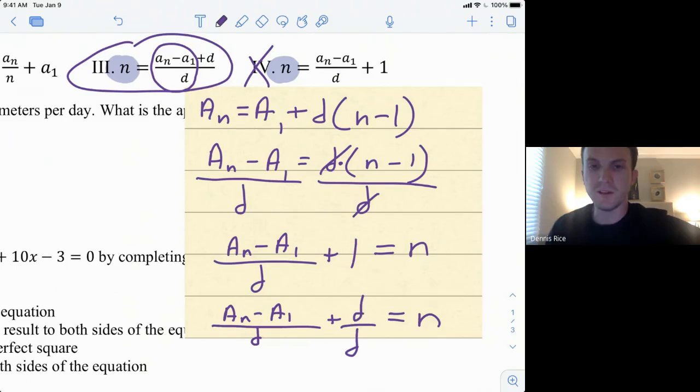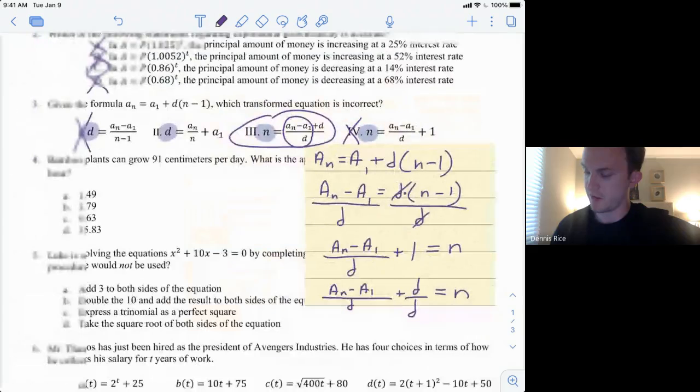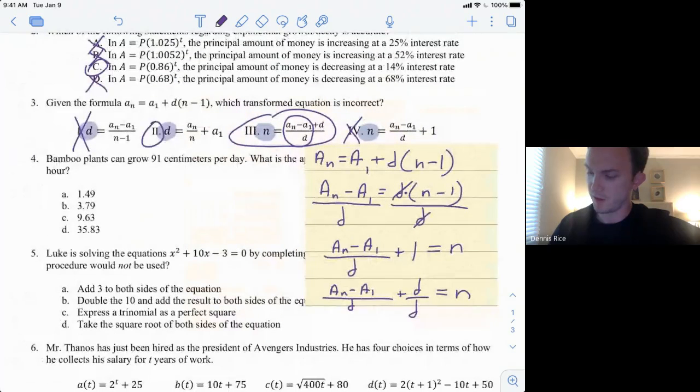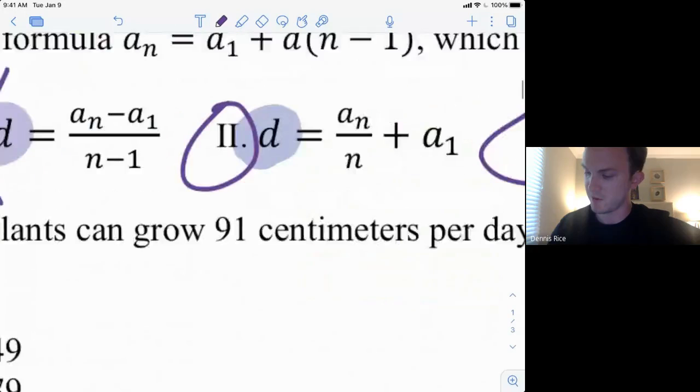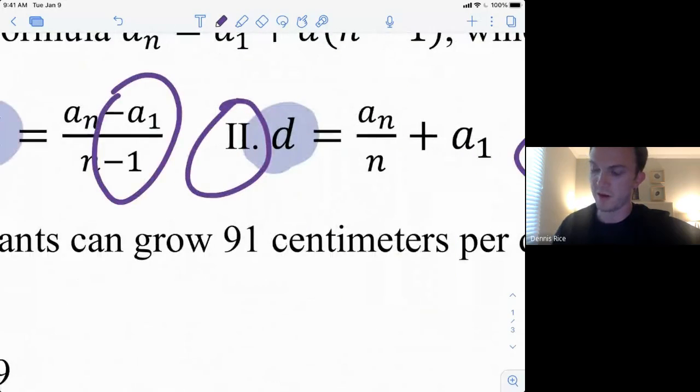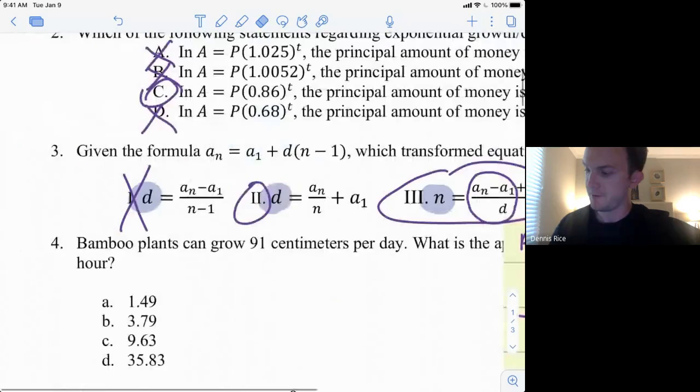So what they did was they treated 1 as like a d over d, which is the same as saying plus 1. So 3 was actually done correctly. It was 4. It was Roman numeral 2 that's going to be the incorrect one here. 2 was close. 2 had a similar idea of like, oh, what if you separated this, but we can't separate it that way.